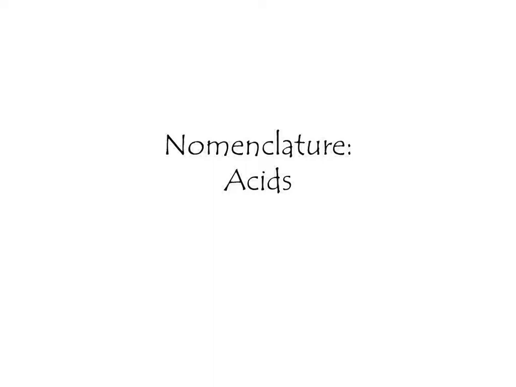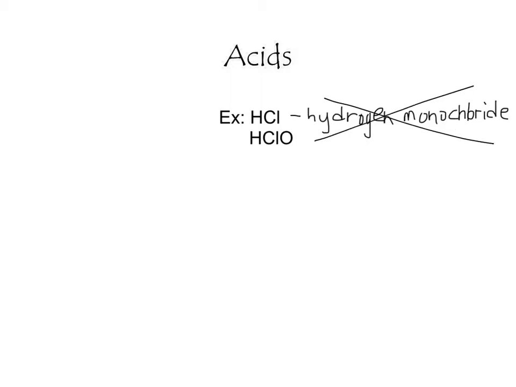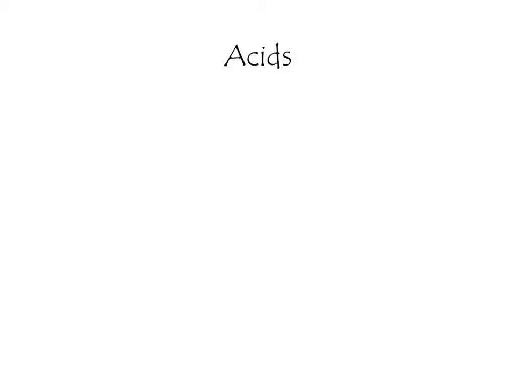This is about naming acids and naming bases. With acids, many people think that this is a covalent compound, so they would use the naming of covalent compounds. Therefore, for the first one, you would think this would be hydrogen monochloride. Now, the reason why this is not right is because this is actually considered an ionic compound. All acids and bases are going to be ionic compounds and do not follow the covalent compound nomenclature. Just because it's all non-metals does not mean it's a covalent compound.